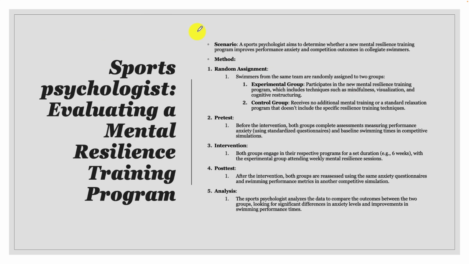So if I look at my sports psychologist, if we want to determine whether a new mental resilience training improves performance anxiety and competition outcomes in collegiate swimmers, well, first thing we're going to do is get a bunch of swimmers. We're going to want to randomly assign them. We're going to have inclusion and exclusion control. Who do we want in there? Do we want first string swimmers, second string swimmers? Do we want divers in there? Do we want a mixed group of male and female? Do we want all female? Do we want all male, right? These are really, really important questions that we have to ask.